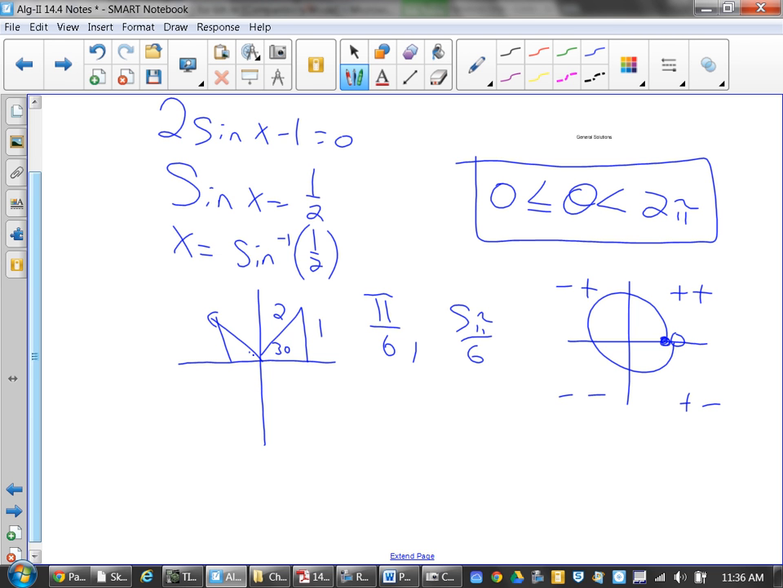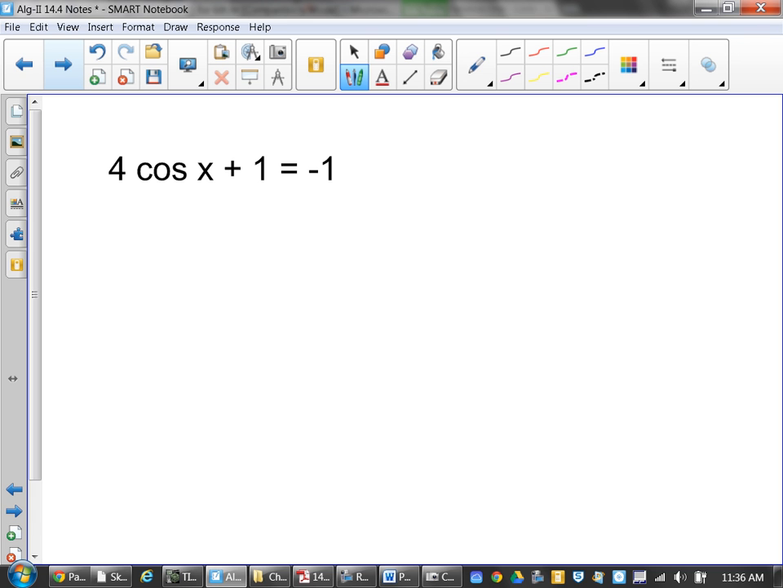All right. Let me show you another one. 4 times the cosine of x plus 1 equals negative 1. Again, we want to find all values of theta, or our x value here, between 0 and 2 pi. We're going to list all the angles that make this equation work. Shouldn't be very scary to start. Subtract 1, divide by 4.